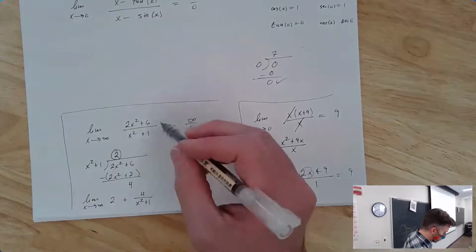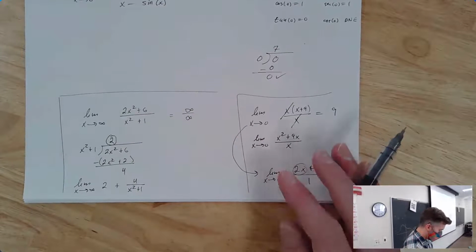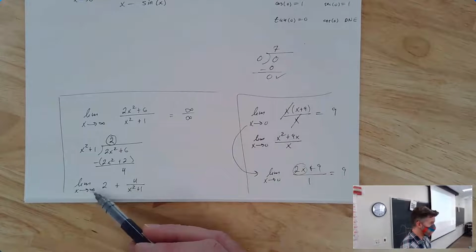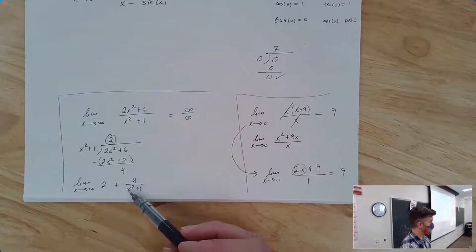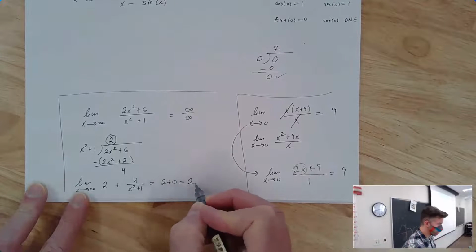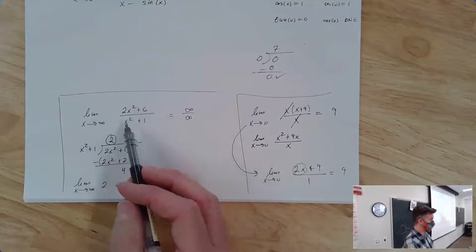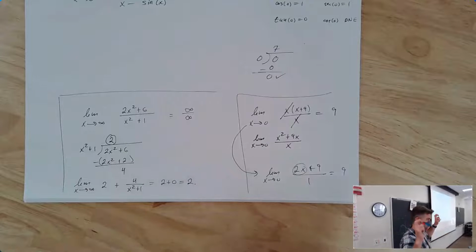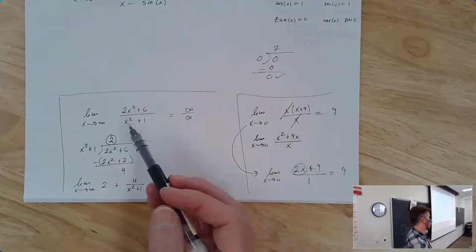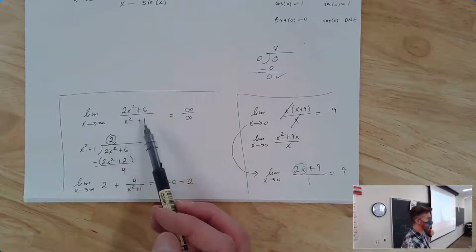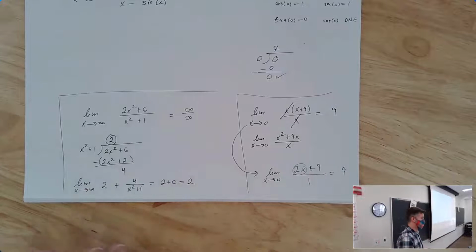So the idea here is that 2x squared plus 6 over x squared plus 1 is 2 plus a little bit. And as x gets larger and larger, that little bit gets smaller and smaller. So this ends up being 2 plus 0, which is 2. They're both getting infinitely large, but the top part's twice as large as the bottom part. Plugging in 1,000, 1,000 squared is 1,000,000. The top is 2,000,006, the bottom's 1,000,001. They're both large numbers, but the top is clearly about twice as large as the bottom.